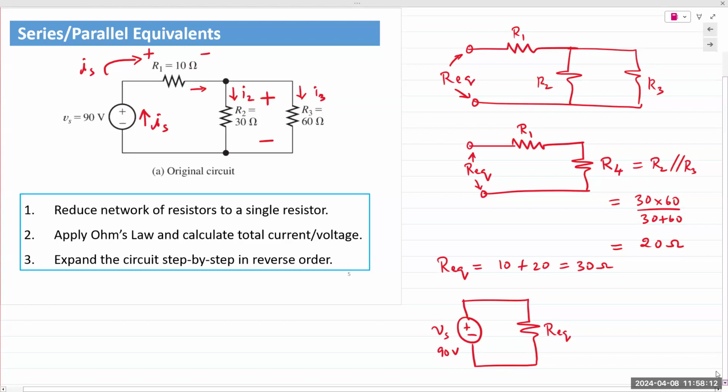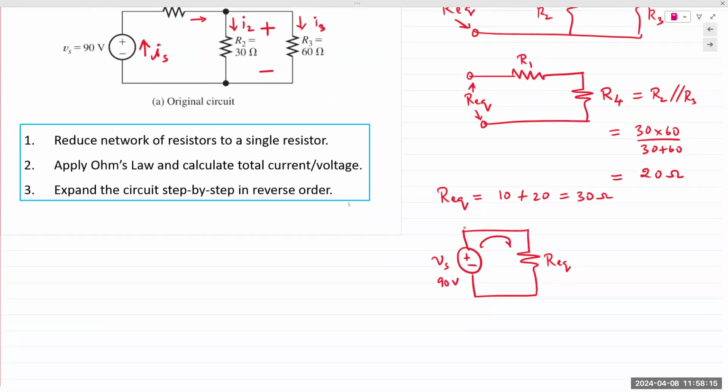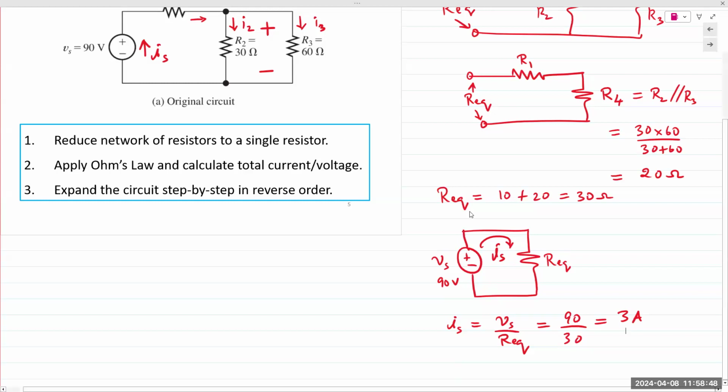So now that I have my Req, I can calculate Is, and Is is simply Vs over Req from Ohm's law. So 90 divided by 30 gives me 3 amps. So I took my large circuit, I compressed it down to one single resistance, I calculated my current. Now I expand it back up again step by step in the reverse order. So if Is is flowing through Req, it is also flowing through R1 and R4.